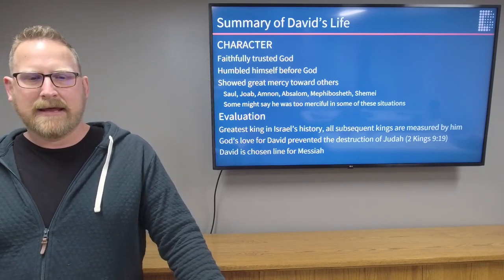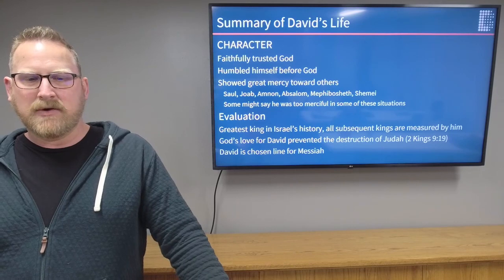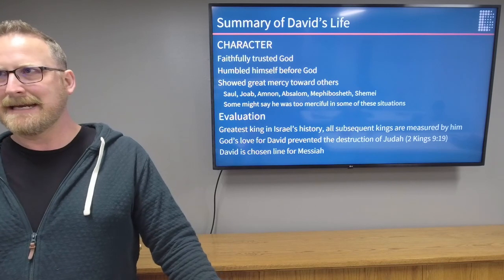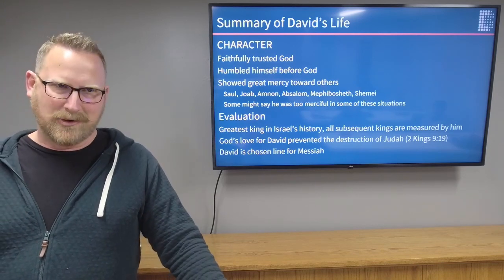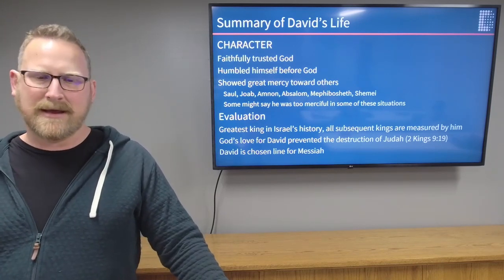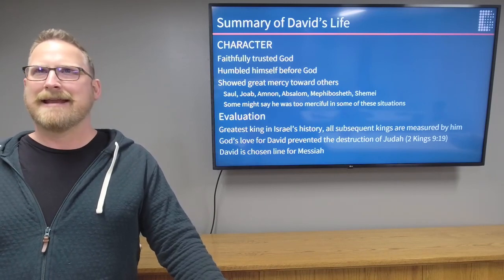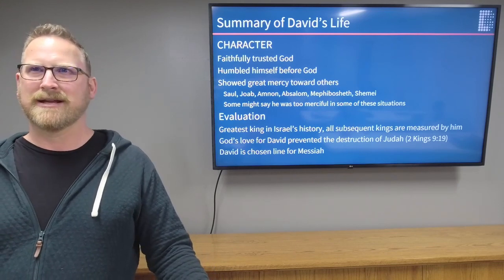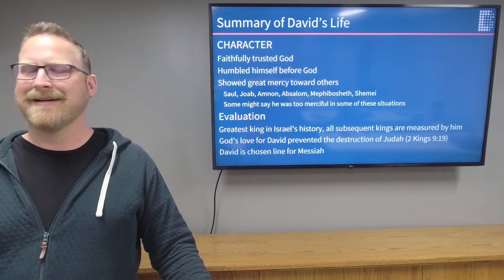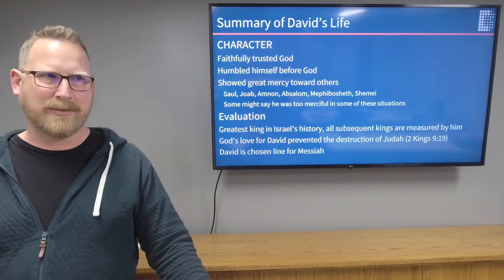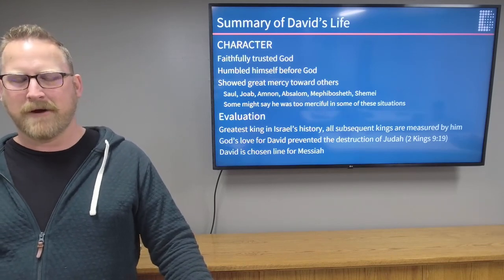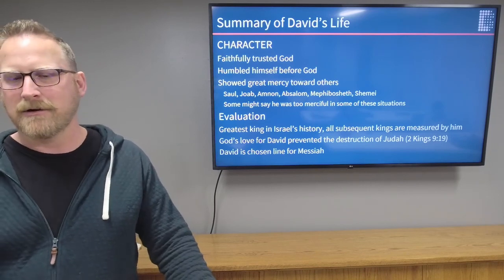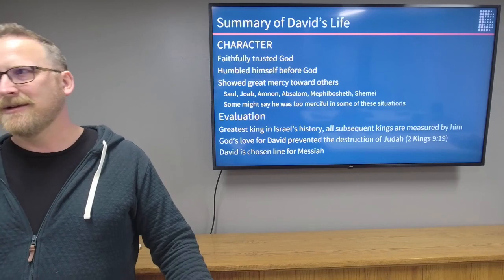And then the other thing is God's love for David prevented the destruction of Judah in 2 Kings 9:19. You'll see that God remembers David, and when it says that his cursing goes to the 3rd or 4th generation, but his love extends to the 1,000th, you see this being played out. David's love for God, as imperfect as it was, gives God a great amount of mercy towards Israel as it falls away.